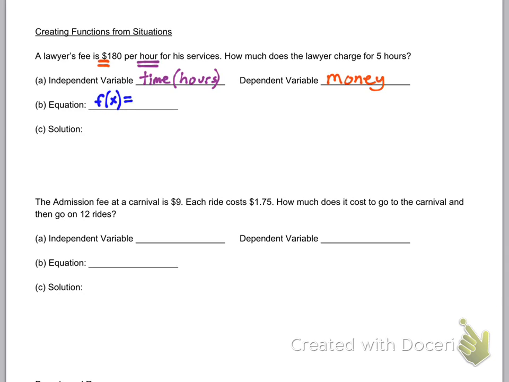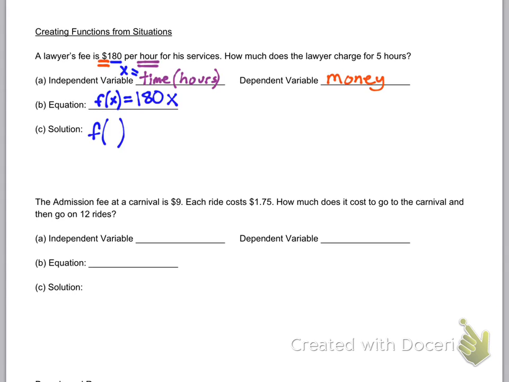Our equation always starts off with f of x equals, and what we need to think about is, all right, what is happening to the time to figure out how much money the lawyer charges? Well, if it's $180 per hour, that means it's $180 times the number of hours. So I'm going to go ahead and write 180 and recognize that because time is the independent variable, that's going to be equal to x. So 180 times the amount of time is 180x.